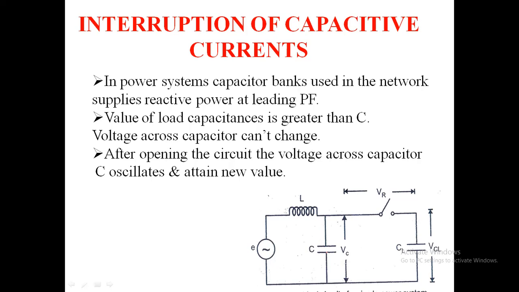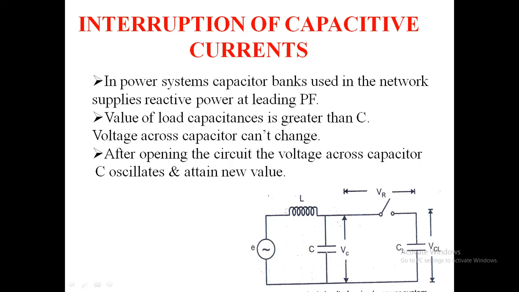Next topic we will see is interruption of capacitive current. In power systems, a capacitor bank is used in the network which supplies reactive power at the leading power factor. Normally this takes place mainly in the AC circuit breaker, which you saw in the previous slide. Why? Because the AC circuit breaker is mainly a zero point interrupting technique. So that is the interruption of capacitive current.